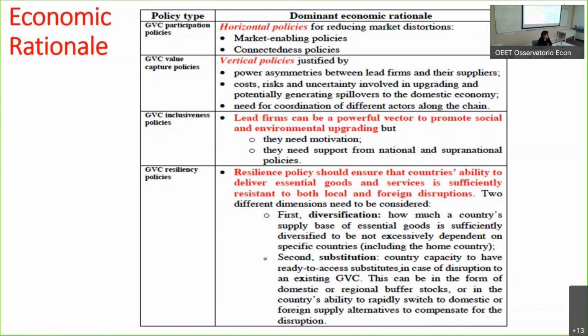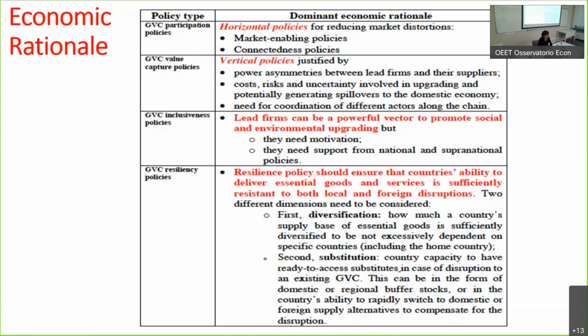So somehow the GVC participation policies are quite close to traditional policies we have in mind in terms of market enabling policies. Quite different are GVC value capture policies, because in this case, mainly we are referring to vertical policies. And also the justification is quite different, because the justification of value capture policies is in relation with the clear power asymmetries existing in GVC between lead firms and suppliers.